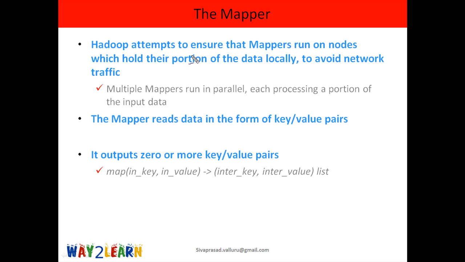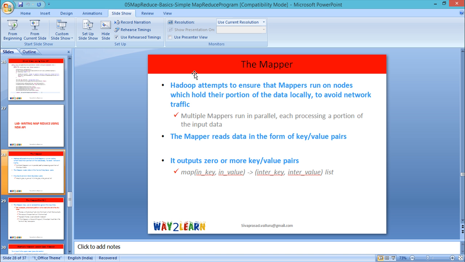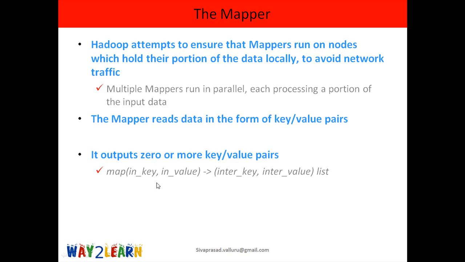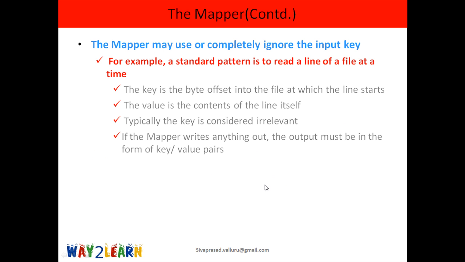So as we understood earlier, Hadoop attempts to ensure that mappers run on nodes where data is present. So for mappers there is data locality. Multiple mappers run in parallel, and generally the map will output key value pairs. Map will take key comma value and output key comma list of values.